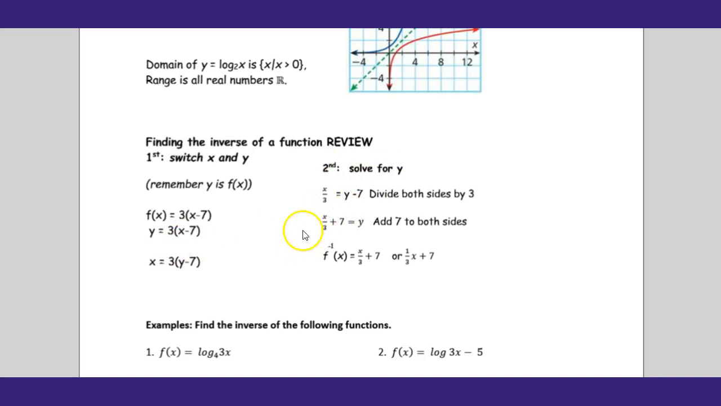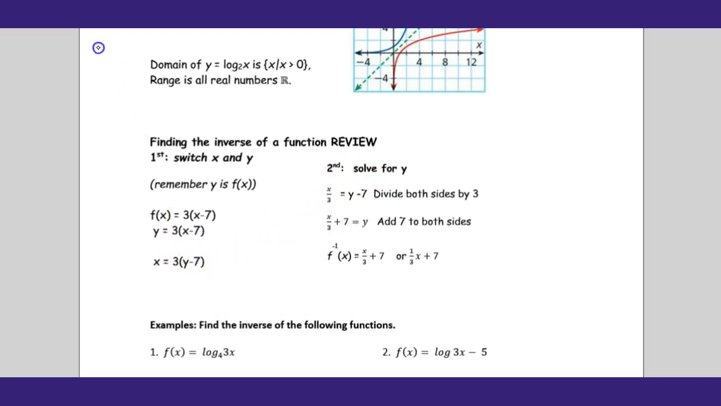Doing so, you would divide by 3 on both sides, which is what happened right here. It cancels, so it's x over 3 equals y minus 7, and then add 7 on both sides. And then you have x over 3 plus 7 equals y, and that is your inverse. So you can say it like this or like this, 1/3 x, or x over 3.